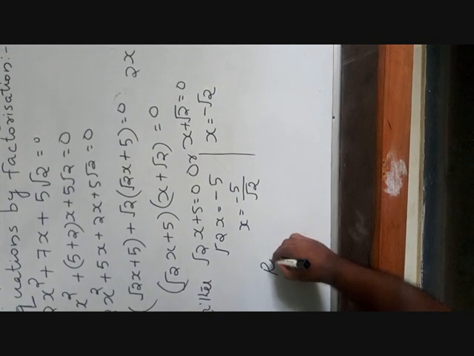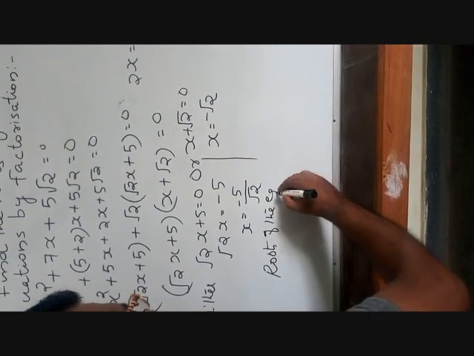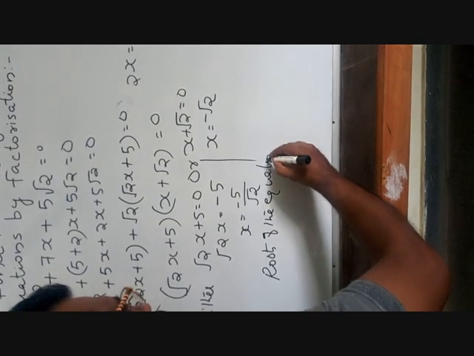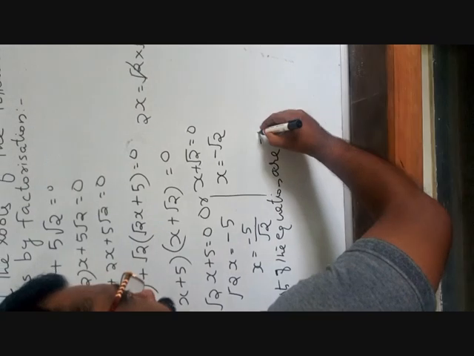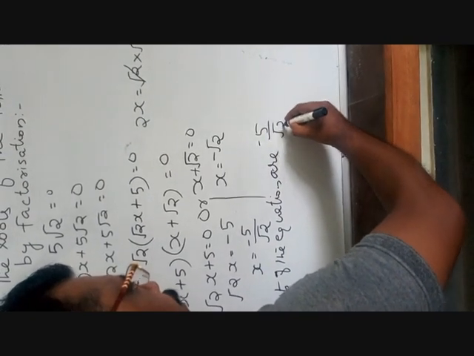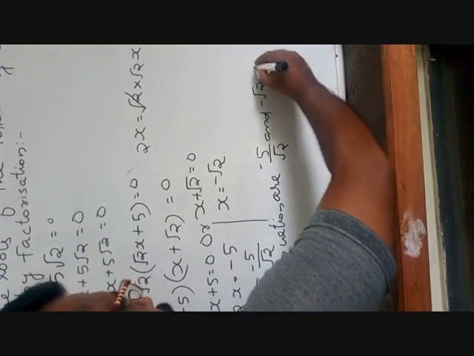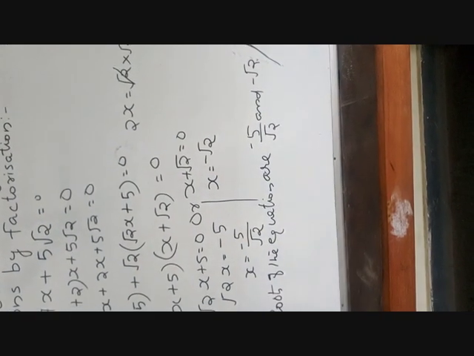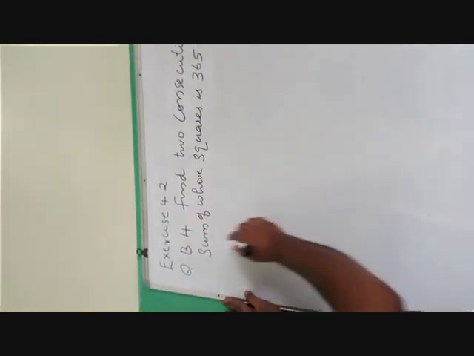Roots of the equations are minus 5 by root 2 and minus root 2. Now question number B4.